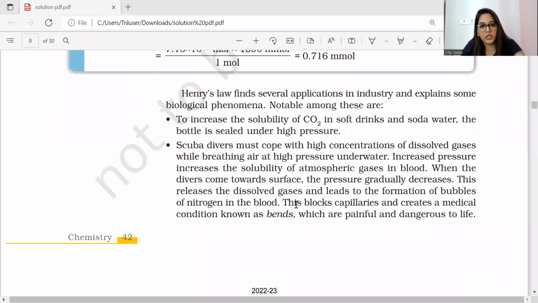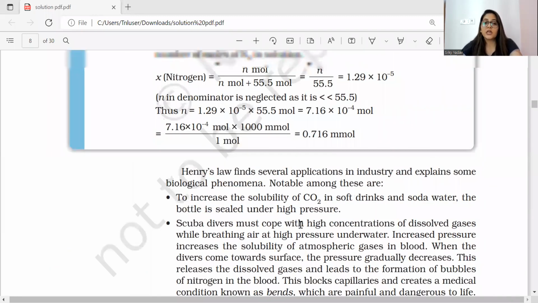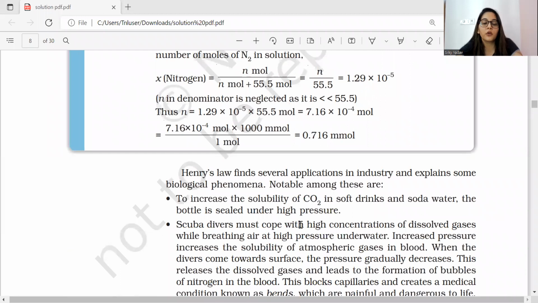So I hope this application is also clear to you all. We have discussed two applications of Henry's law.